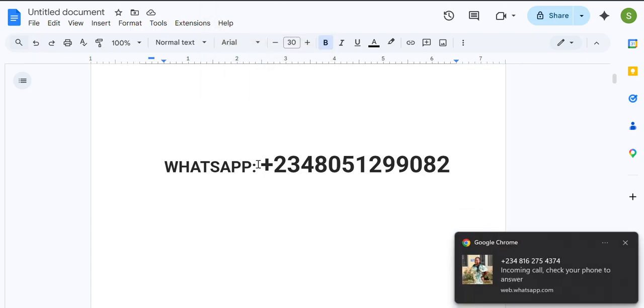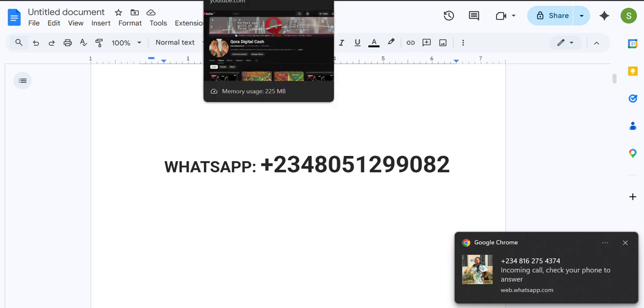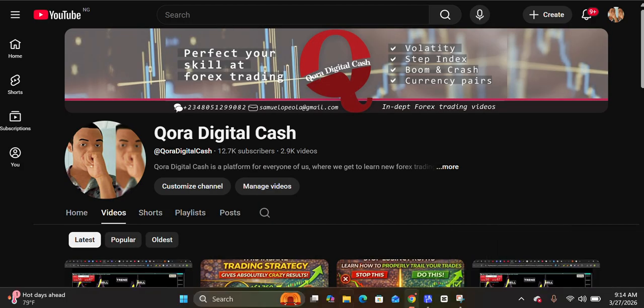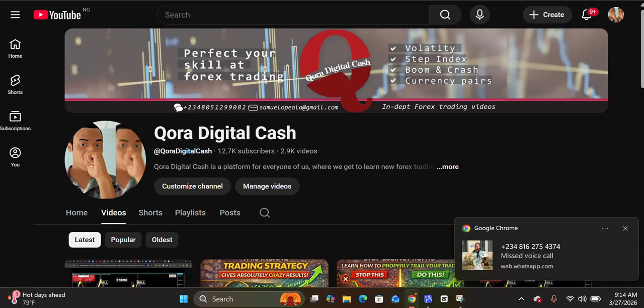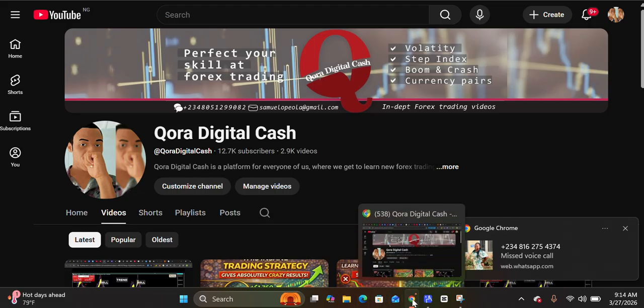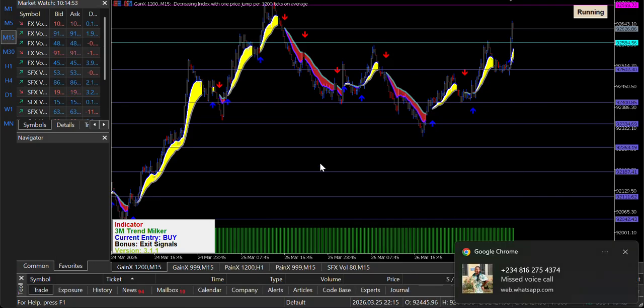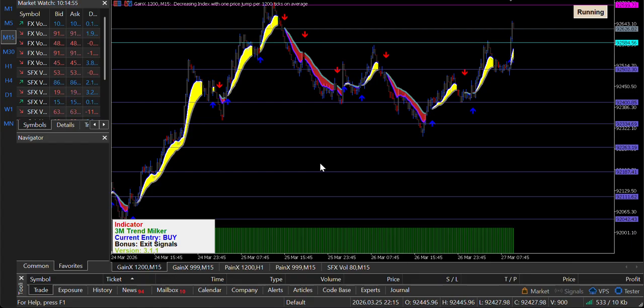Okay, so quickly, let's go straight into what we have right here. Okay, we will be checking out the assets one after the other. First of all, we are starting with Gainex 1200, and we are on 15 minutes time frame.